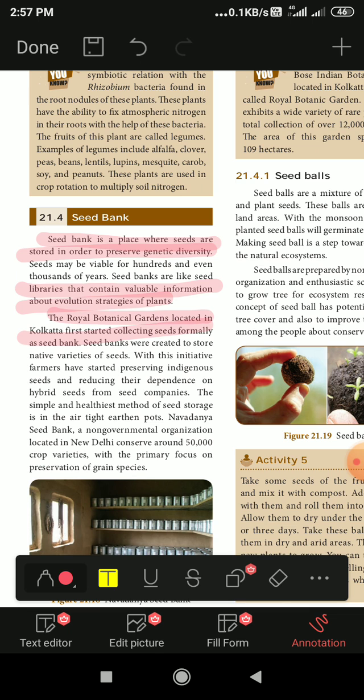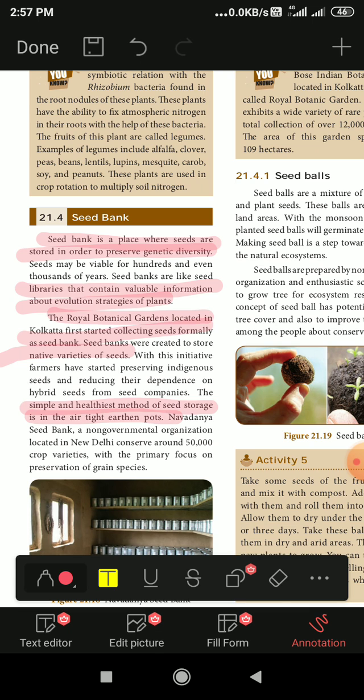Seed banks were created to store the native varieties of seeds. That means our own country's or our own area's seeds will be collected and stored in that, or handed over to the seed bank. It will not get mixed up with the hybrid varieties or the other varieties which are coming from the other countries. The simple and healthier method of seed storage is in tight earthen pots. So in the earthen pots only we have to store always the good seeds.